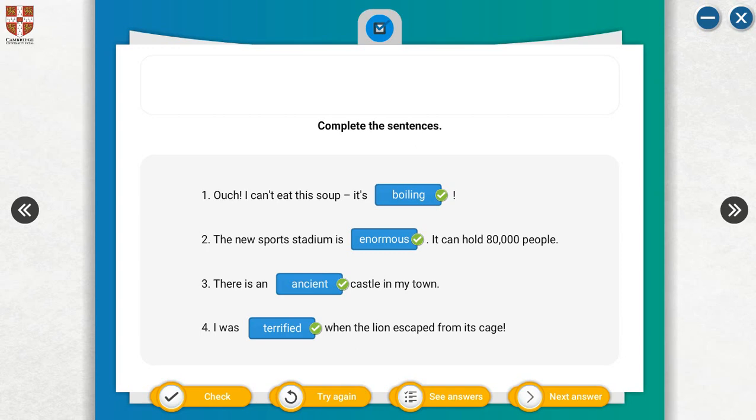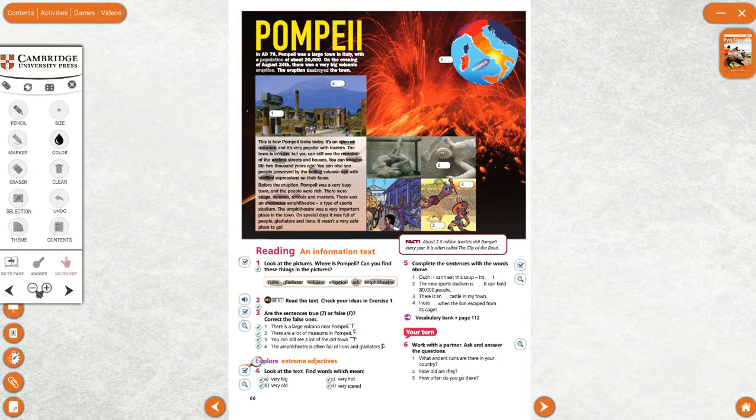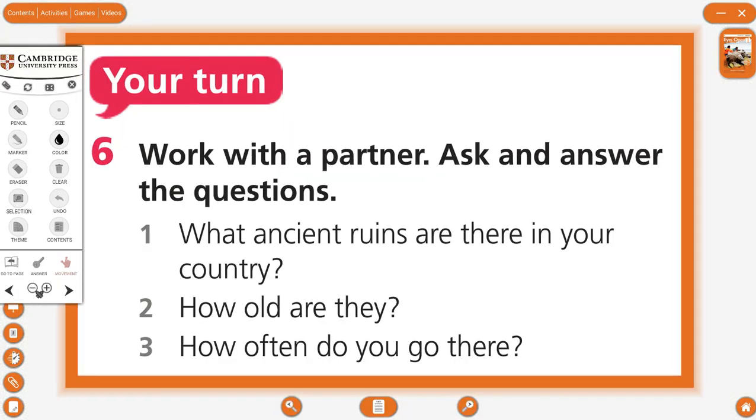Okay, I'll pass this exercise. Look at exercise 6, please. Work with a partner. Ask and answer the question. You will answer the question on your own. What ancient ruins are there in your country? Hangi antik harabe senin ülkende var diye soruyor, benim soruyor. Bu sorulara kendinize göre cevap vereceksiniz. I answer for myself. You will answer for yourself.